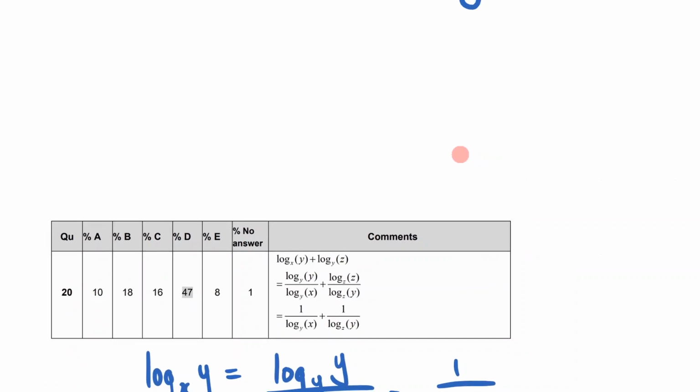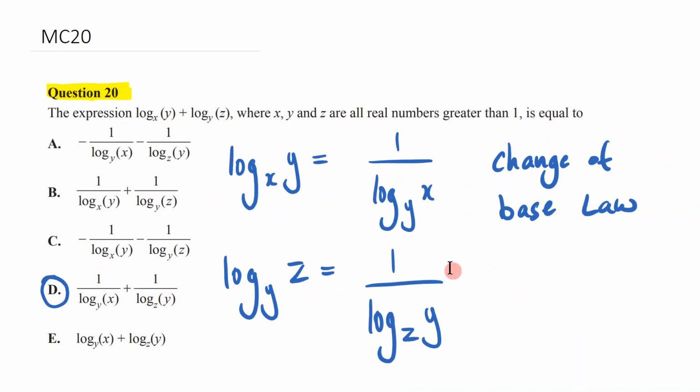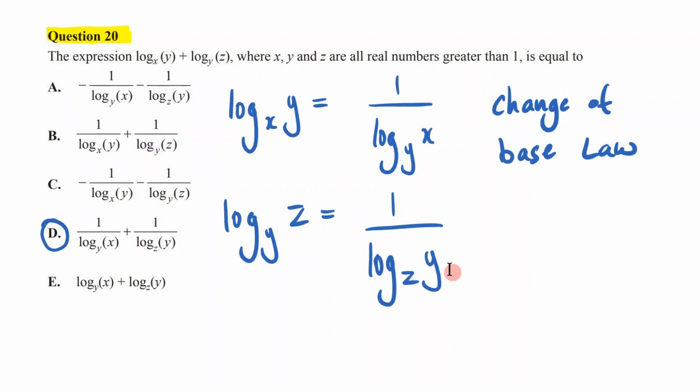So if you knew the change of base rule, it's a really easy question. If you didn't know it, you can't answer it. So it's one of those questions where it's kind of hard, it's kind of easy, it just depends on what you know. And with that, we have finished question 20, and we have finished all the multiple choice of exam 2 of the 2019 Math Methods paper. Hopefully you've enjoyed this, and I'll see you in the next video.